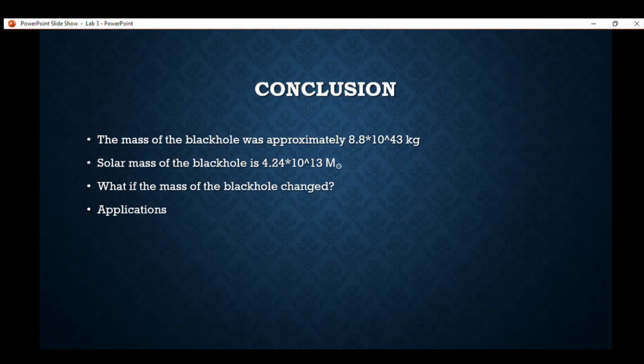As for applications, this is very applicable because it is difficult to analyze black holes. We can analyze objects orbiting the black holes and then use this method to calculate the mass. This concludes my lab 3.